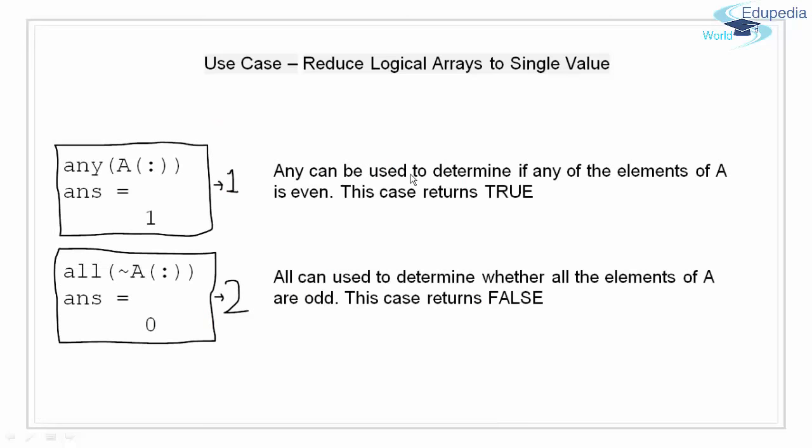So we can use any and all in one of the ways as demonstrated here. I have two ways that I can think of. First one is we can check whether any of the elements of A is even. As in this case it is true, we will get a single logical value of 1. The second one is where I have checked whether all the elements of A are odd or not. As this is not the case, as most of the elements are even and some elements are odd, and not all the elements are odd, in this case we will get a return value of 0.